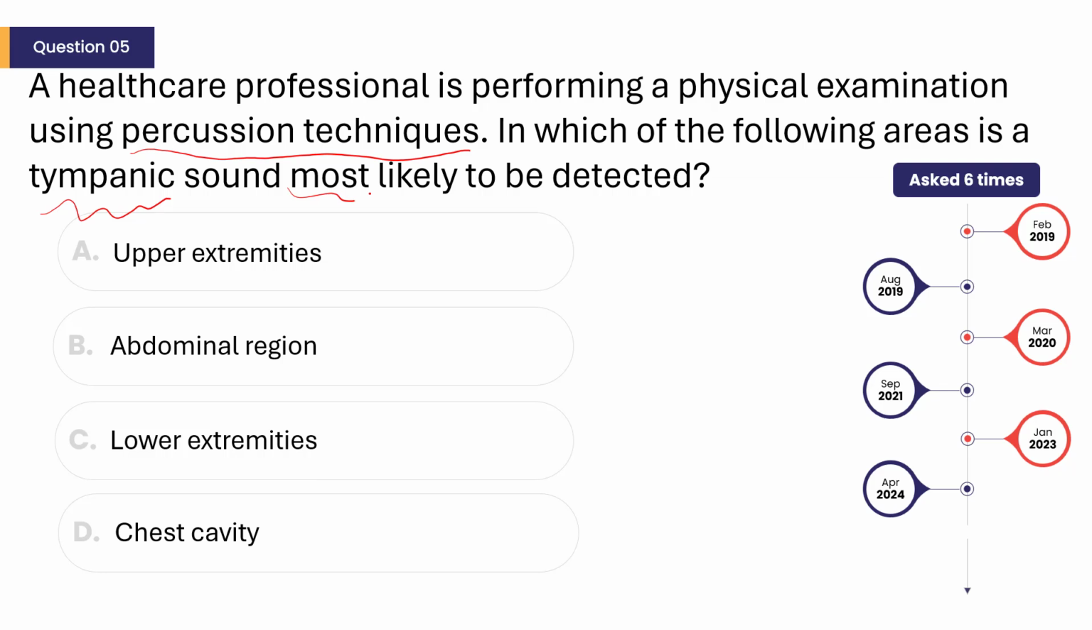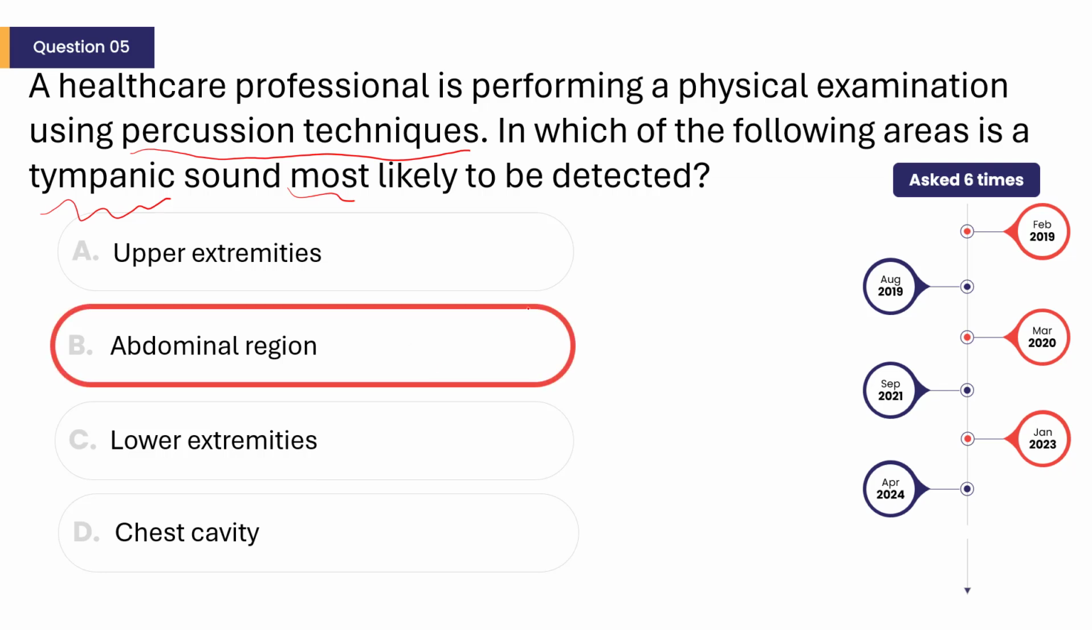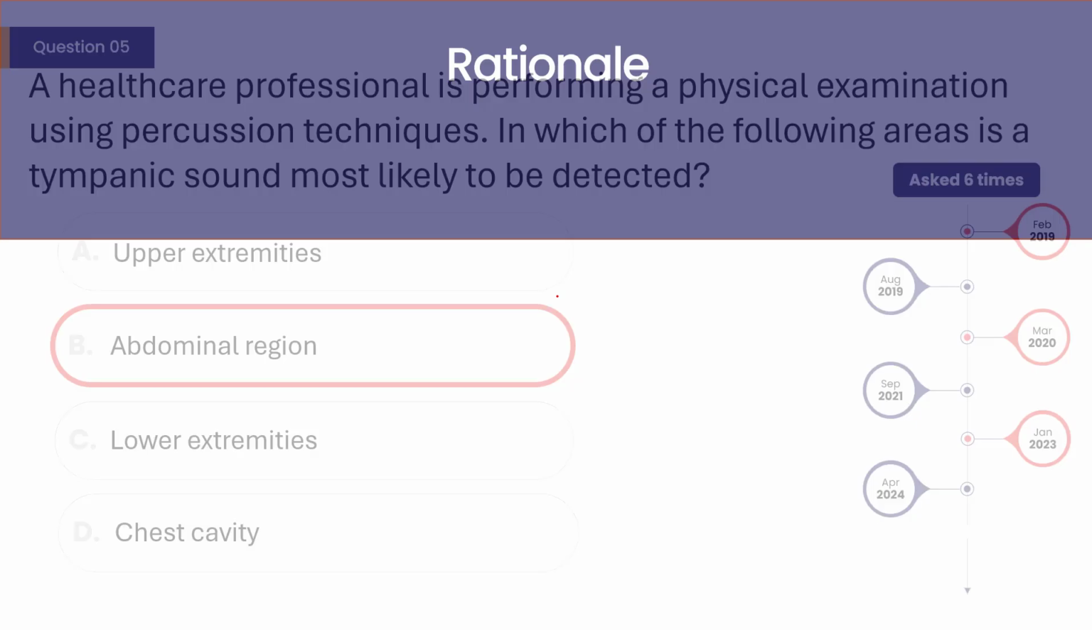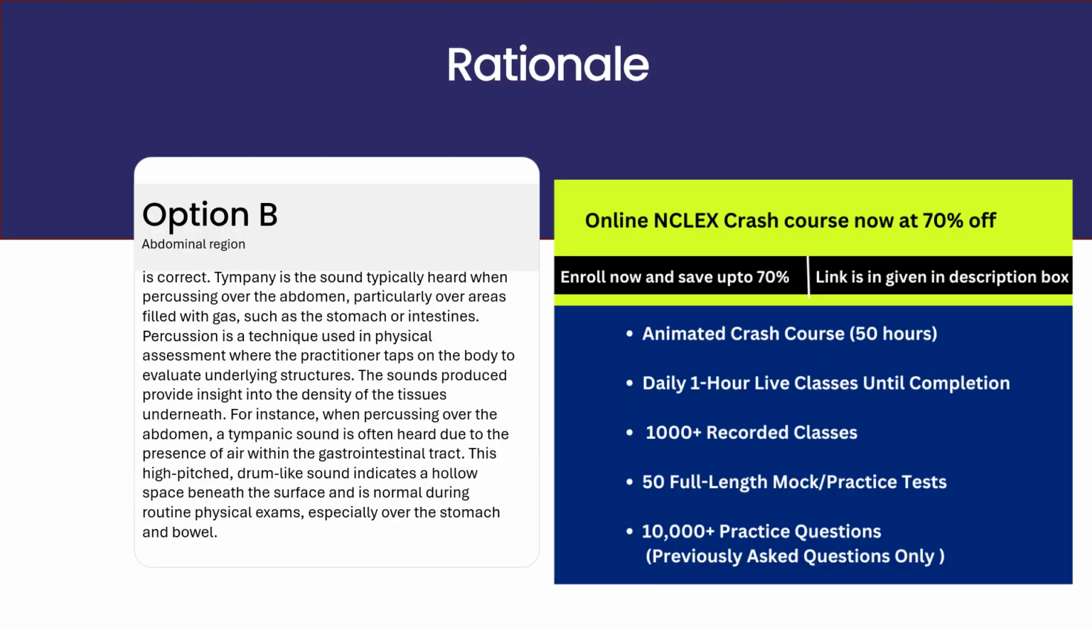The correct answer is B. Abdominal region. B is correct. Tympany is the sound typically heard when percussing over the abdomen, particularly over areas filled with gas, such as the stomach or intestines. Percussion is a technique used in physical assessment where the practitioner taps on the body to evaluate underlying structures. The sounds produced provide insight into the density of the tissues underneath.